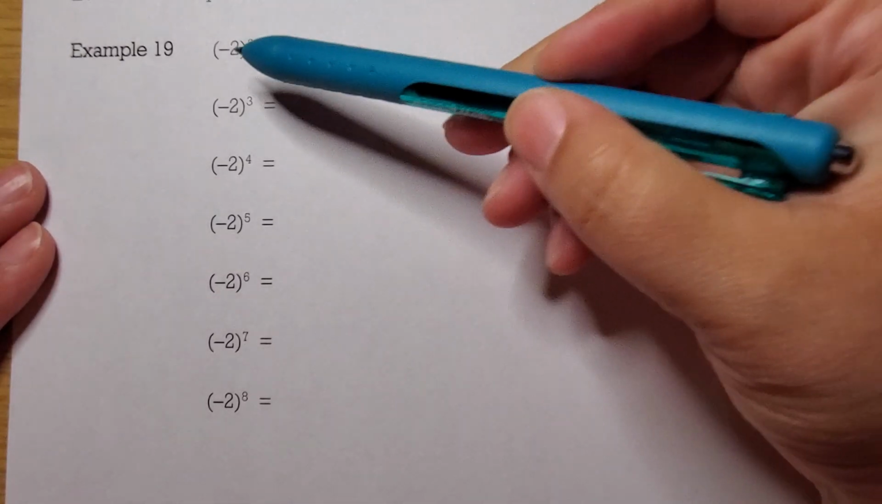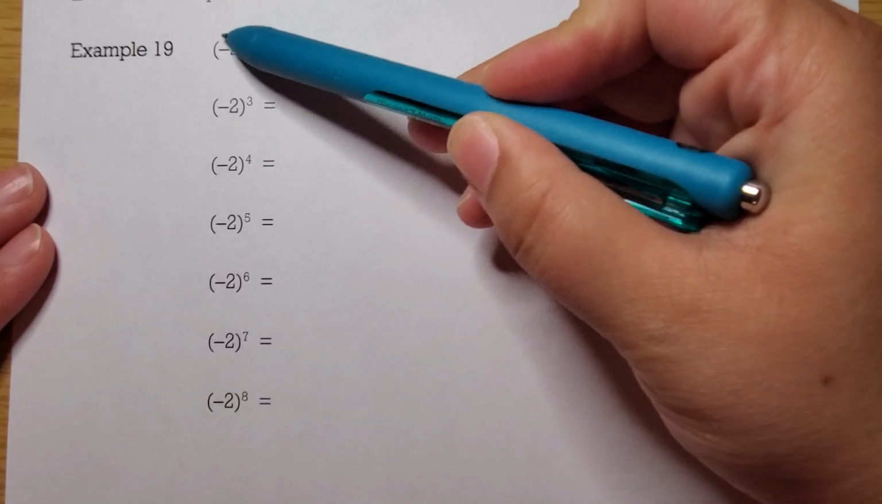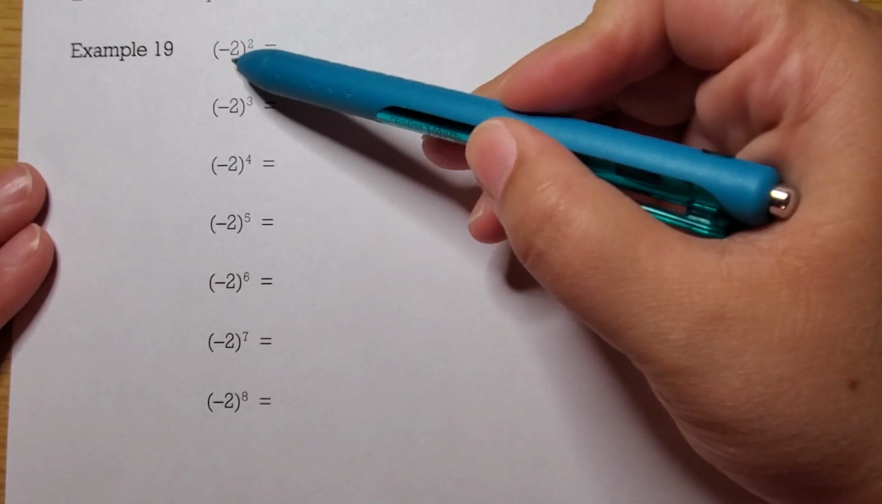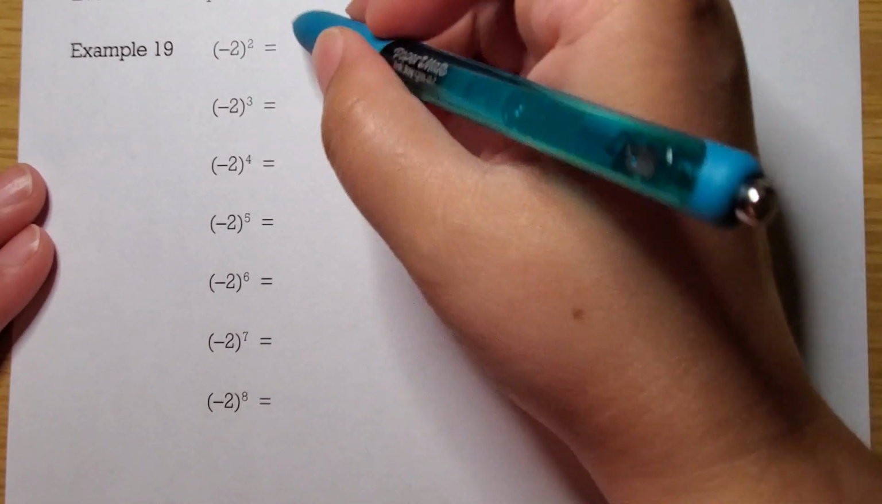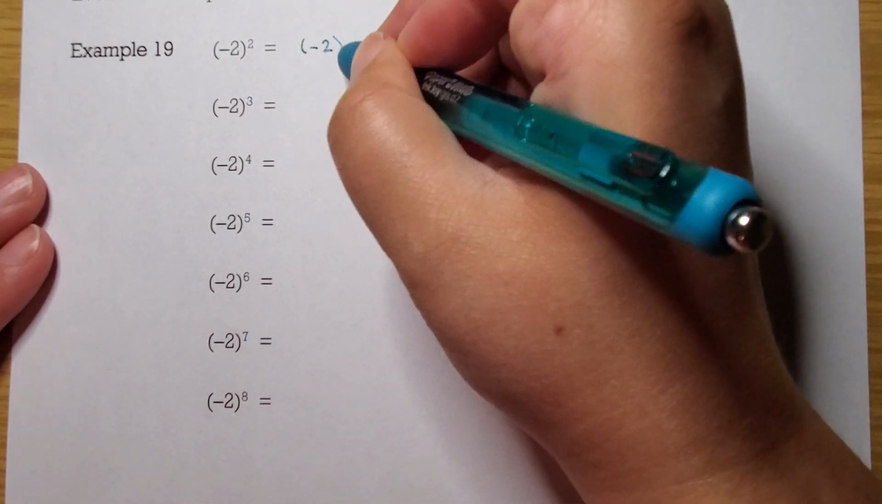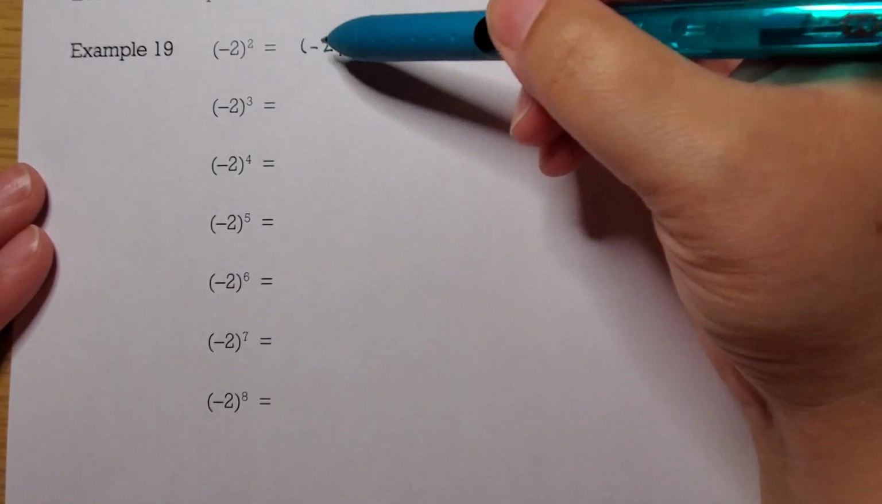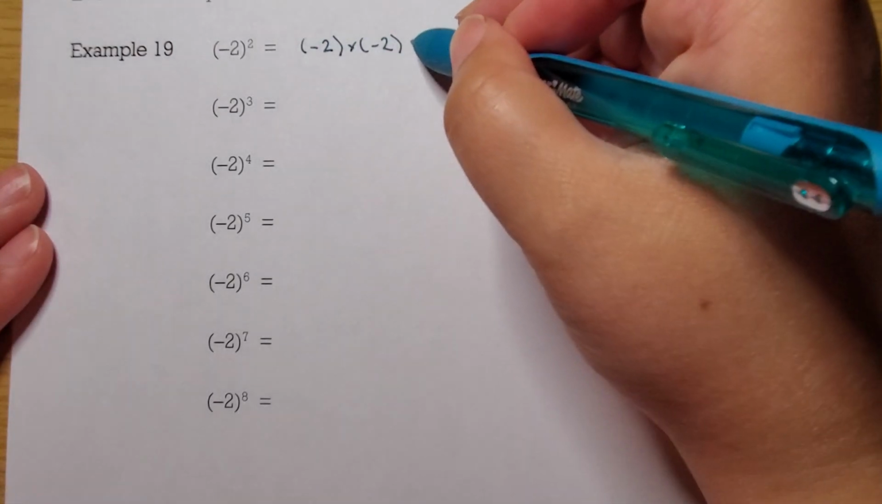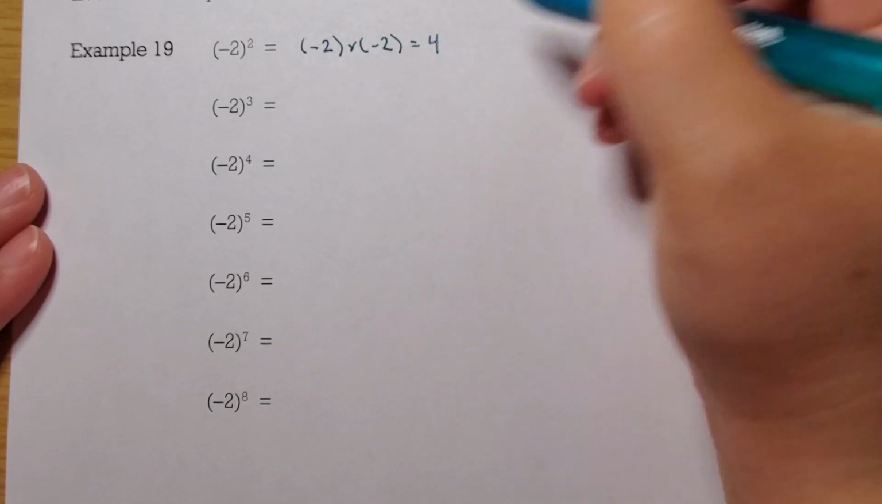So the first one says (-2) to the second power. Now remember, when these parentheses are around the -2, that means the base is negative. So when I do this exponent of 2, I have to have that negative sign there twice. A negative times a negative is going to give us a positive, and 2 times 2 is a positive 4.